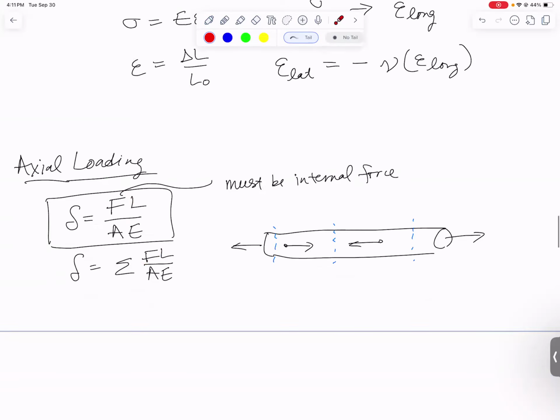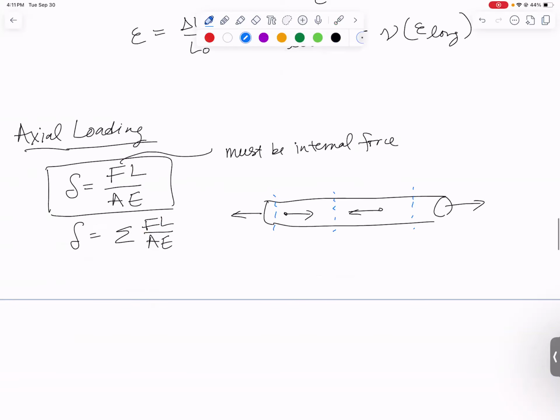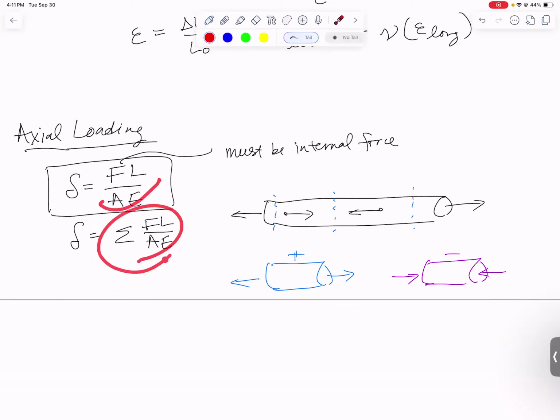Our sign convention that we used for that was that anything that is being pulled in tension is positive, and anything that is being pushed in compression is negative. And that needs to go into this equation as well. As you're summing these up, you need to add up all of your positive tensile sections and subtract any of them that are compressive so that you get the right total length change.